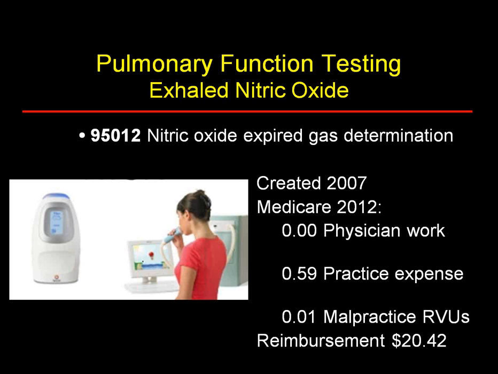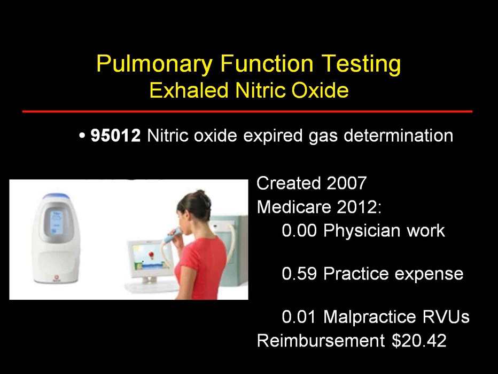We are frequently asked, why isn't nitric oxide covered? And to the credit of the American Thoracic Society and the College of Chest Physicians and other participants, we requested and were granted a specific CPT code for the measurement of nitric oxide as a measure of airway inflammation, typically in patients with asthma. That CPT code was granted and became effective on January 1st, 2007.